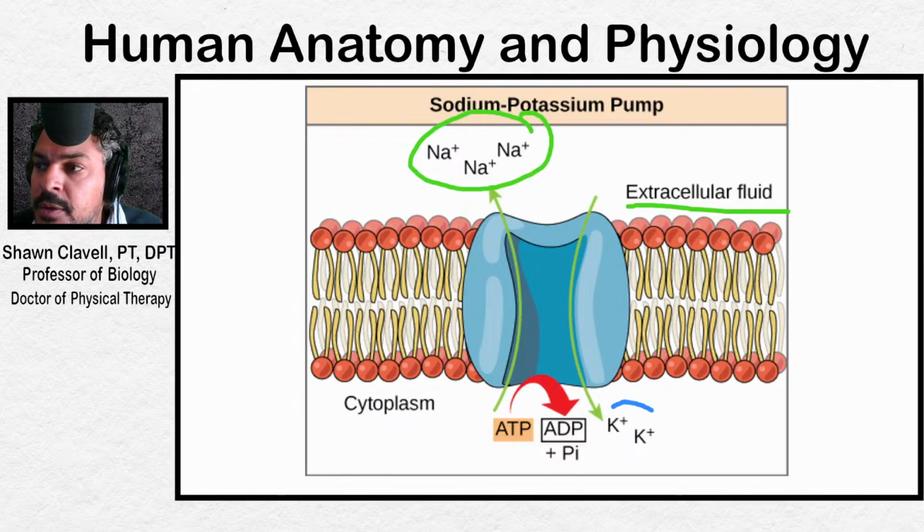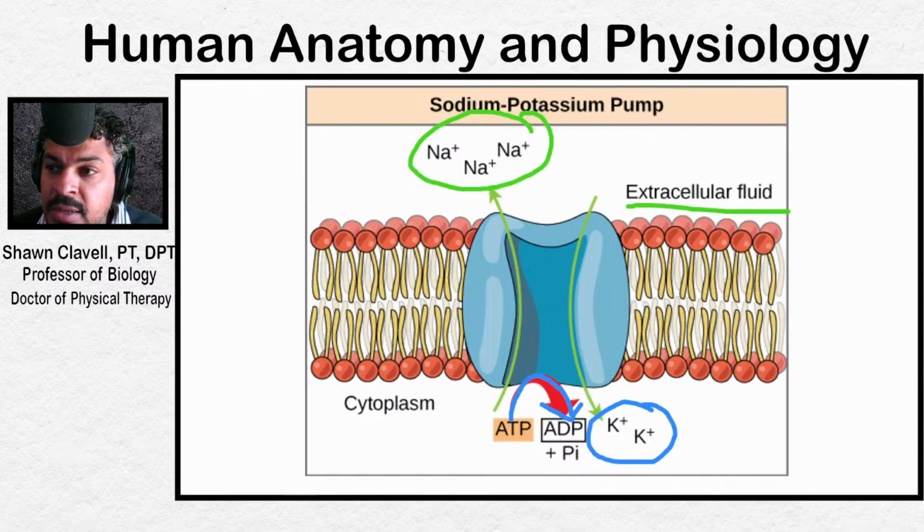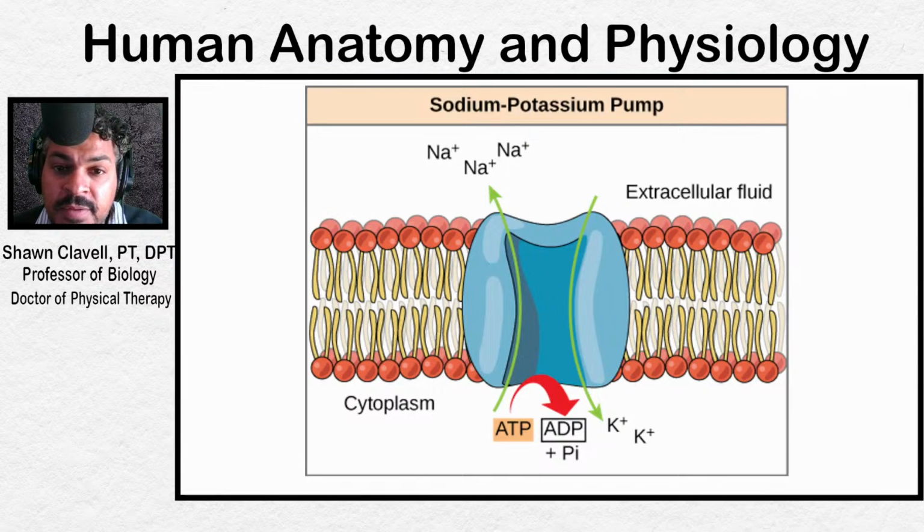Okay. And then 2 potassium ions. This is something that requires energy. So you can see here that ATP is being dephosphorylated into ADP. And so this sodium potassium pump is a large mechanism for the maintenance of the electrochemical gradient inside and outside of a cell.